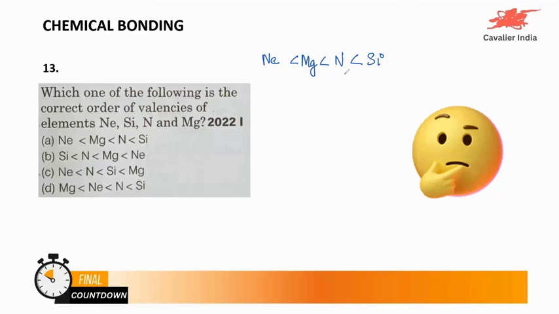Neon, magnesium, nitrogen, silicon. Neon belongs to which group? Inert gas group, that is noble gas. So its valence is what? 0. Clear?